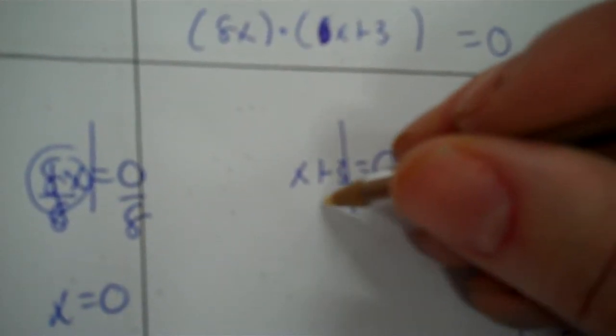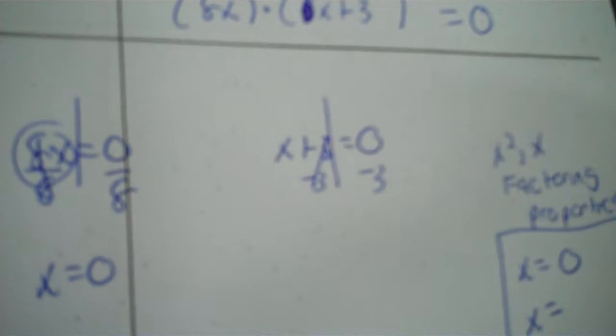So we have multiplication by 8 here. We divide both sides by 8, and x equals 0. There's your first answer. Here you just got plus 3 and then a minus 3. 0 minus 3 is negative 3.